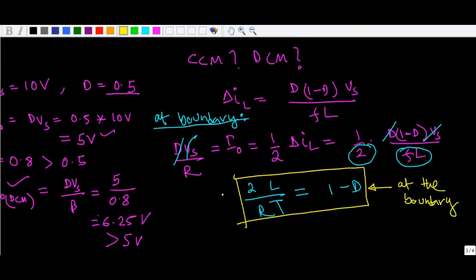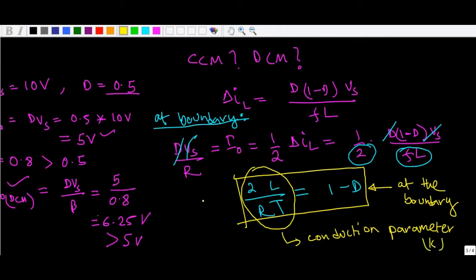Now here this 2L by RT term is called the conduction parameter, and we denote it by K. So we have K equals 2L by RT. If this 2L by RT term equals 1 minus D, where D is the duty cycle of the switch, then we can conclude that the circuit is operating at the boundary.